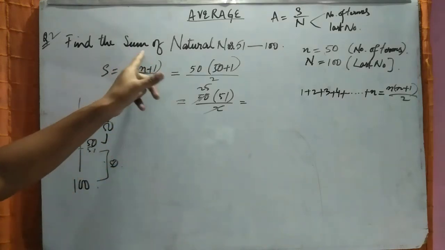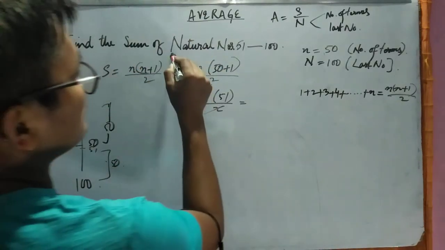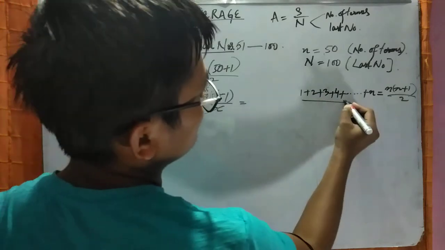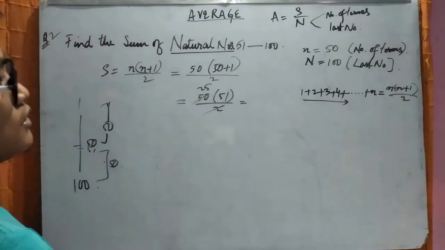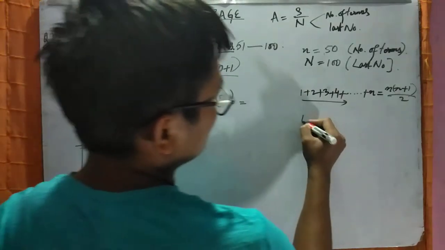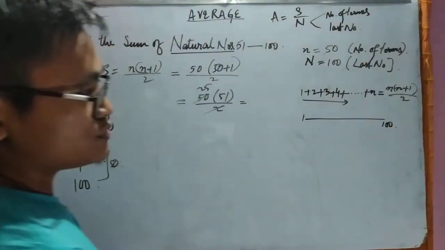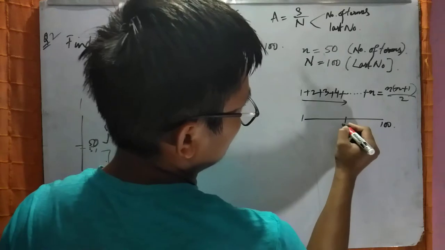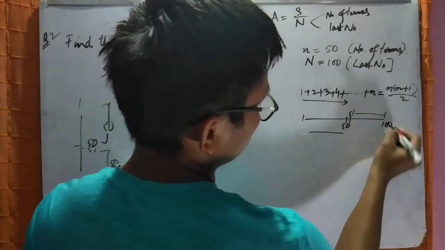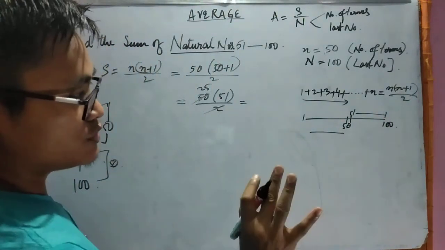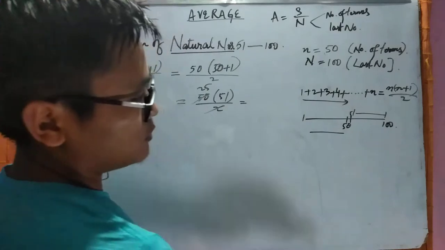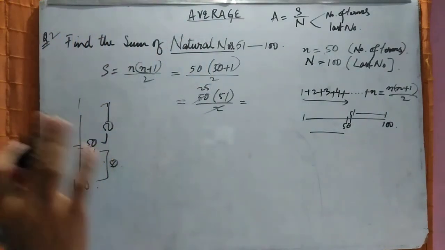Sum of natural numbers: natural numbers start from 1, not from zero. The sum from 1 to 100 minus the sum from 1 to 50 gives the required answer.